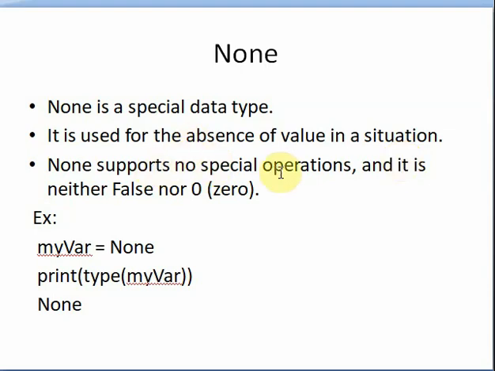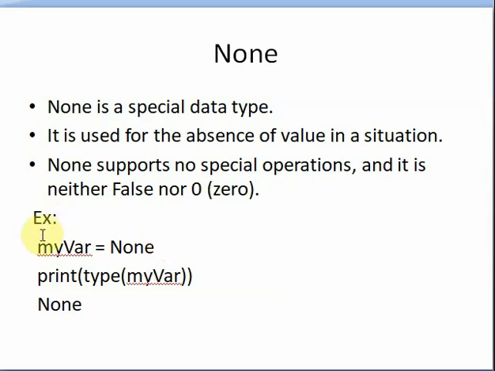None supports no special operations and it is neither False nor zero. So when there is nil value or there is absence of value, for example, one of the persons has no PAN card number. So as there is no PAN card number, there is absence of value. So in that case, you are going to store None.